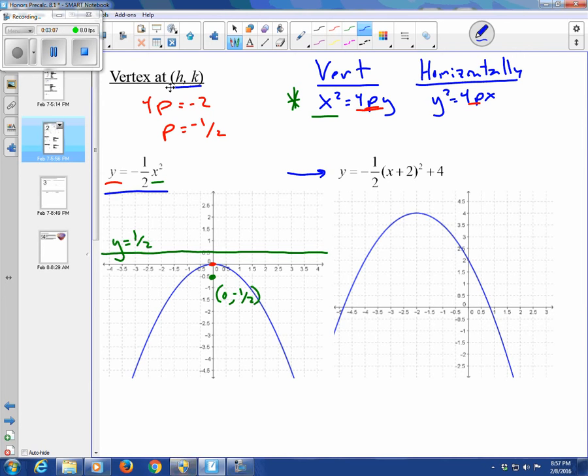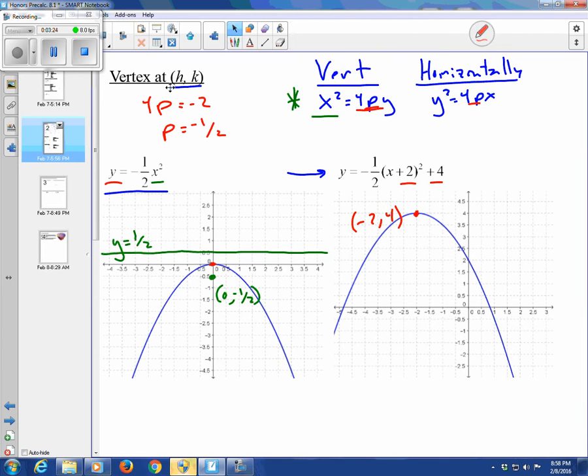And over here we have y equals -1/2 (x plus 2) squared plus 4. And this is the rigid transformation that takes our parabola 2 units to the left and up 4, giving us a vertex of (-2, 4).